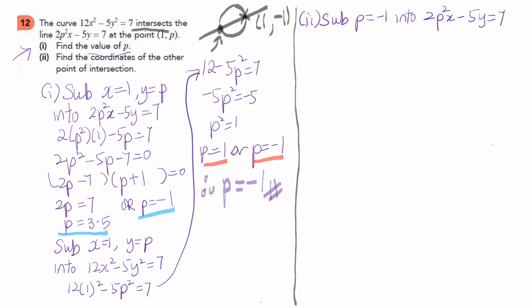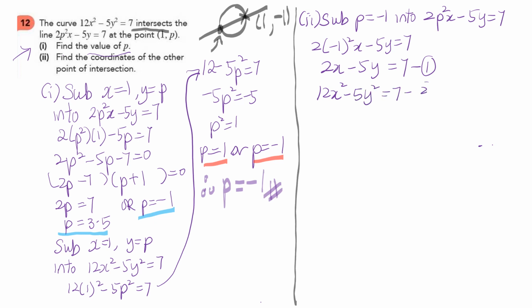To get (negative 1) squared x minus 5y equals 7, we'll have 2x minus 5y. Okay, so can you see that this will be your first equation? Then the second equation will be this one here. Then we need to solve these two equations simultaneously.